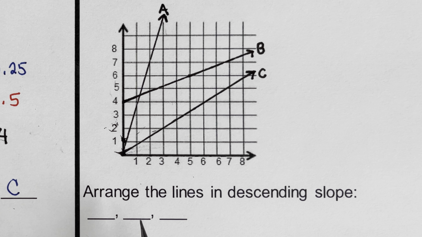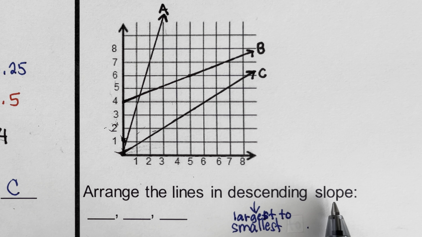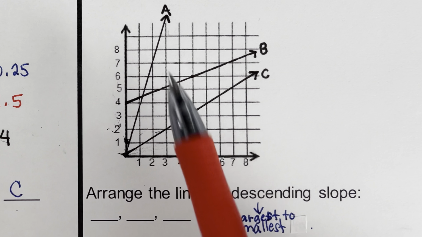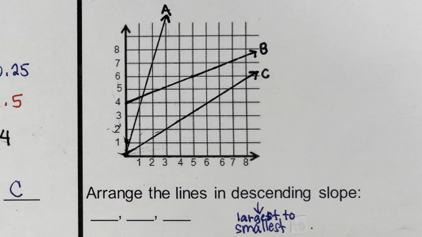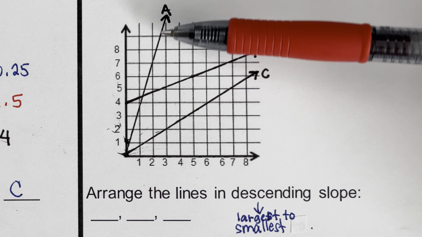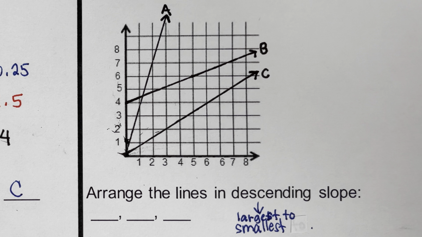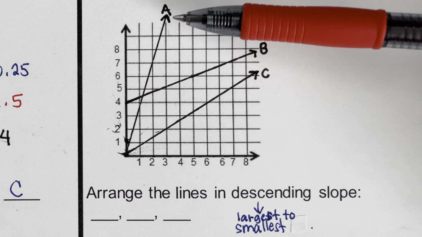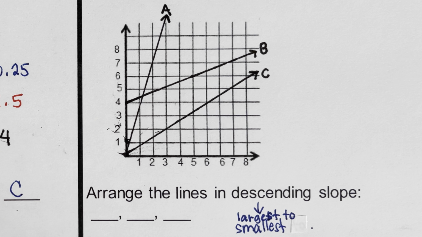We are supposed to arrange these lines right here in descending order. Please remember that descending means from largest to smallest slope. Just by looking at these three lines, line A, line B, and line C, we can tell that the line closest to being vertical is line A, and the line closest to being horizontal is line B. We can therefore say that line A has the biggest slope, while line B has the smallest slope.